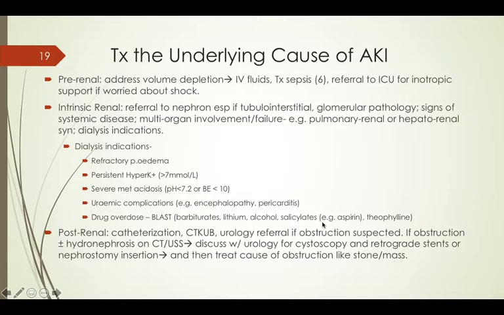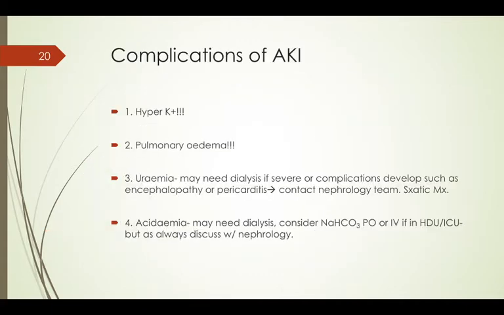Post-renal cause, we're really thinking about obstruction, aren't we? So catheterizing them can be a good start. Imaging, CT KUB, checking for calculi, renal ultrasound, checking for hydronephrosis, all these things that we've mentioned earlier. And here we really want to be discussing with perhaps a urology team to think about nephrostomy tube insertions or retrograde stents being inserted to relieve obstruction.